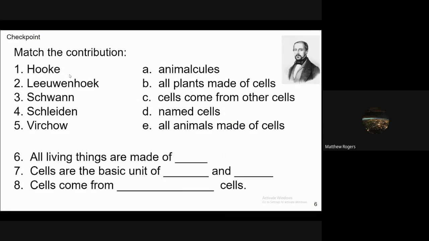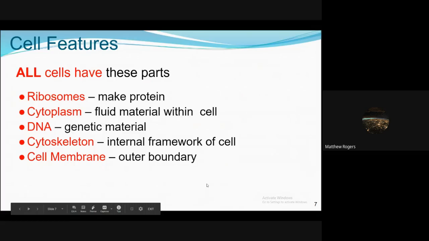So Hooke named cells, and he called them animalcules, or basic animals, in the living things. That one might be a little hard because our notes yesterday didn't use the word animalcules, but you get the idea. We have Virchow who said cells come from other cells. We got Schleiden who said all plants are made up of cells, and Schwann who said all animals are made up of cells. All living things are made up of cells. Cells are the basic unit of structure and function. Cells come from other living cells. That is becoming easier and easier.